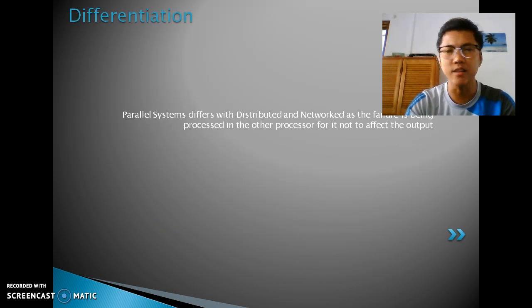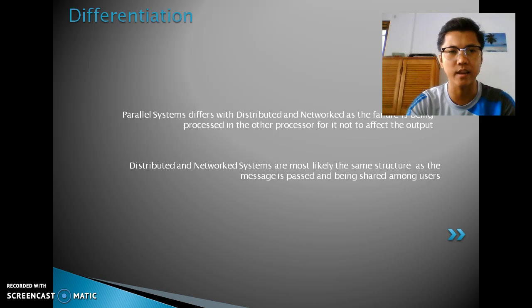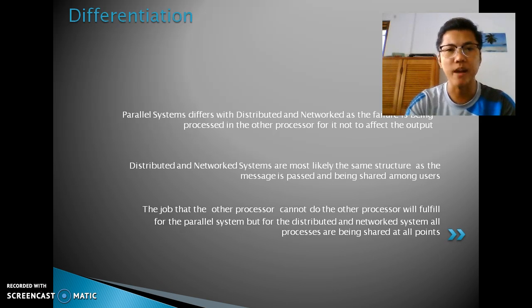Now, the differentiation between the three systems: parallel, distributed, and network systems. The parallel system differs from the distributed system and network system in that the failure is processed in another processor so that its output is not affected. That means if, for example, in the parallel system one of the processors fails, the job that was sent to the processor is rerouted to another processor. And the output is not affected because the other processor will still process the same command that was inputted to the other processor.